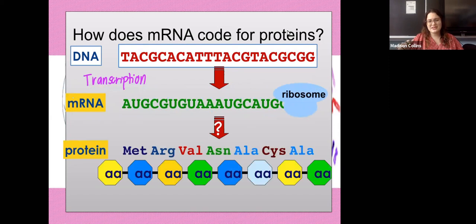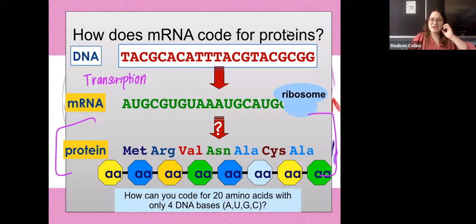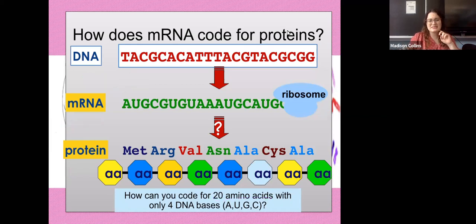Okay, but how do we get proteins from these amino acids? Like, there's a lot of gray area between these last steps. So how does it happen? And how can we code for 20 amino acids when we only have 4 bases? So yesterday we learned that there are 20 amino acids, but we only have A's, U's, G's, and C's. So how does that happen?